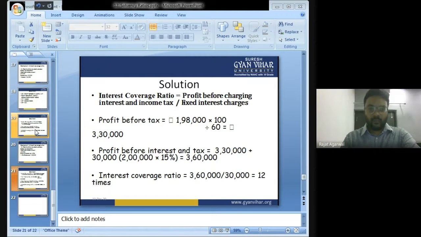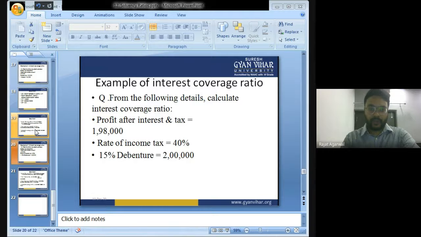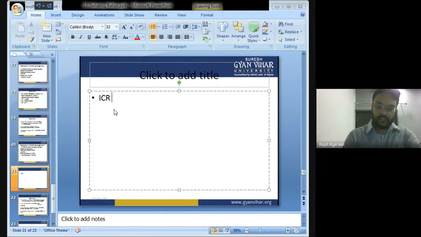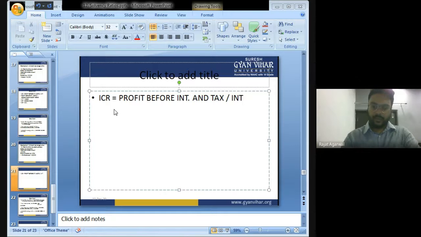So, bachcho, let us calculate the interest coverage ratio. What is the interest coverage ratio? Profit before interest and tax divided by interest. Chaliye, let us first calculate profit before interest and tax.